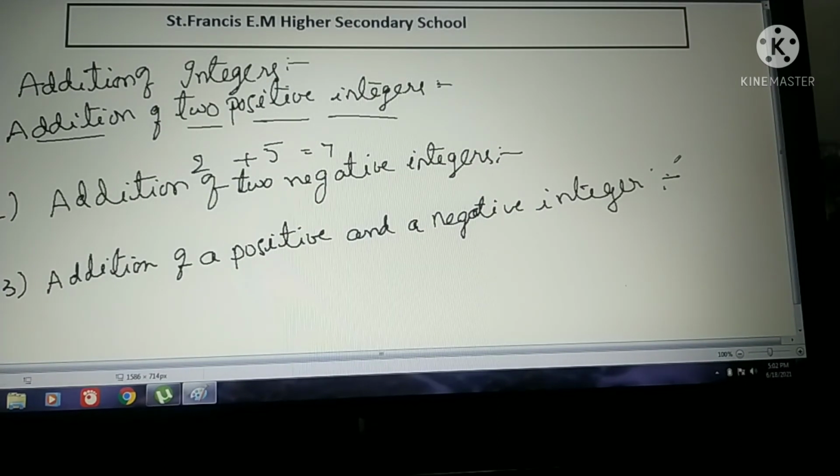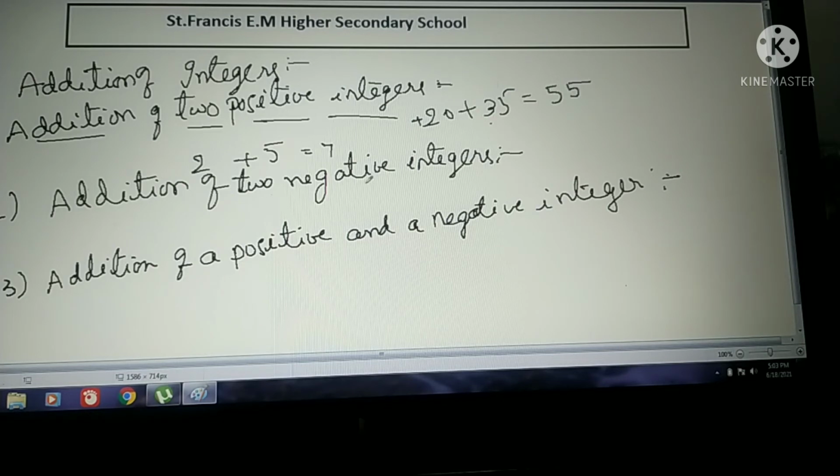In addition of integers, we have three parts. First one is addition of two positive integers. If we have two positive integers, how to add them? We know that one. Directly you can add them, right? In any number you can take. See here, I have taken 2 plus 5, that equals 7. So if we take 20 plus 35, these two are positive numbers only. Nothing before them means plus is there. So this is one positive integer, this is another positive integer.